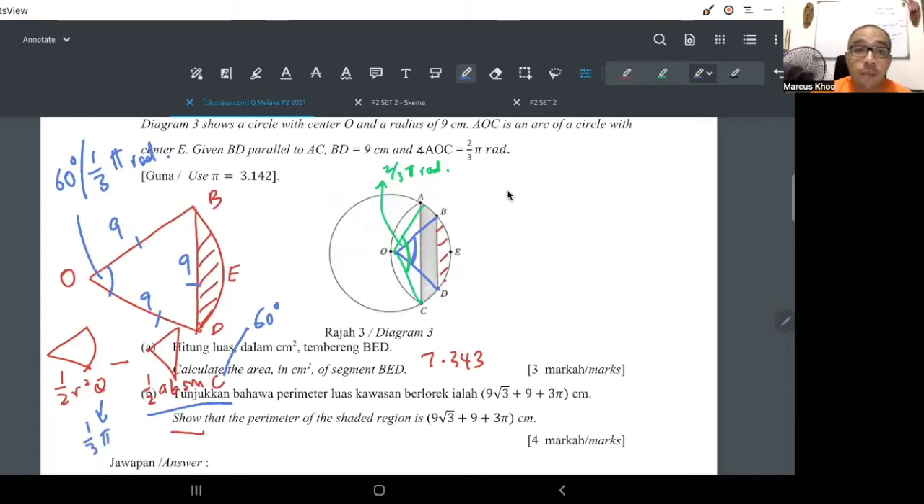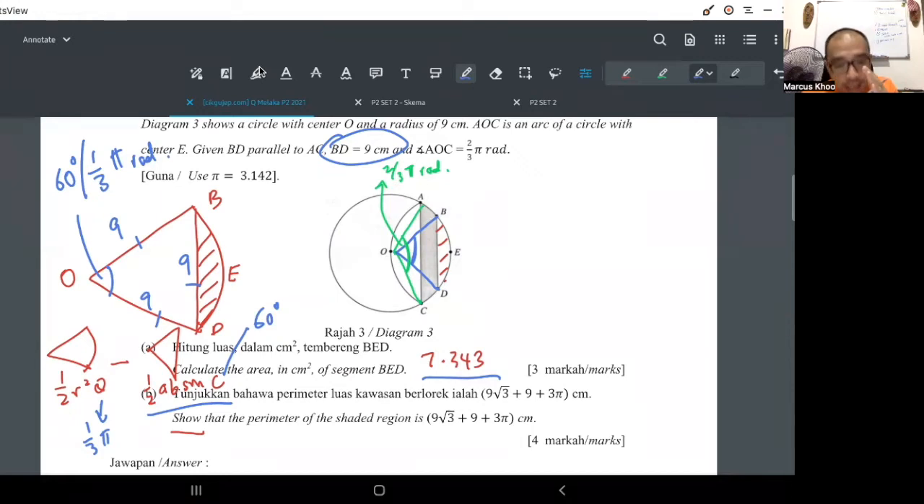Leave your answer in pi. But after that you have to do this also. Pi is 3.142. Why BD 9? Because the question says BD is 9. So actually this question is easier than it looks. It's just a lot of information that you have to slowly dissect. That's how you get 7.343.